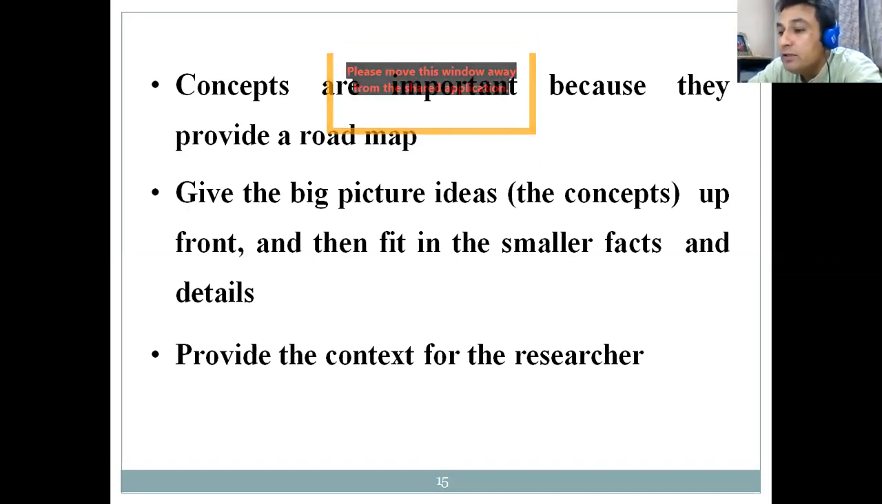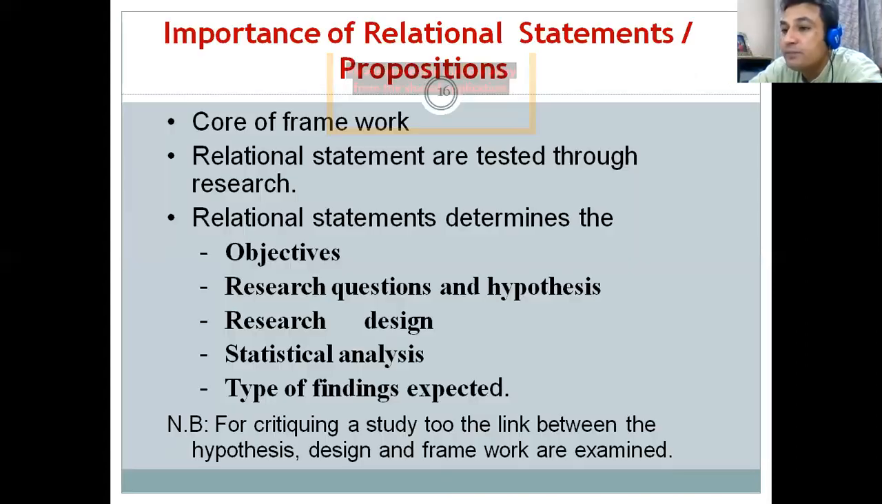So it is basically, you can say, fixing the context of the researcher. Now, propositions, that means your assumptions. So your assumptions are the core of the framework. They are the relationship statements which have to be tested. Every hypothesis has to be tested. Then they are determined from what?